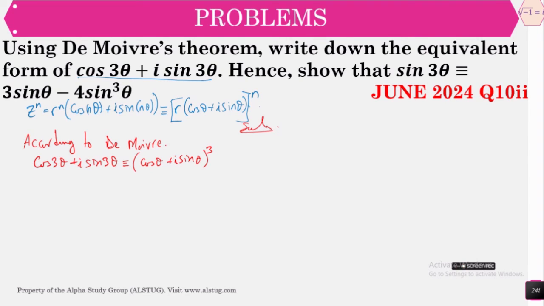Yes. Now, hence, show that sin 3 theta is identically equal to that. Now, if this is correct according to De Moivre, then we should expand this. Now, expanding this, the most accurate method I can imagine right now is via Pascal's triangle. Because if we have to start opening brackets here, we might spend a lot of time. So we're going to use Pascal's triangle. I particularly love Pascal's triangle a lot.